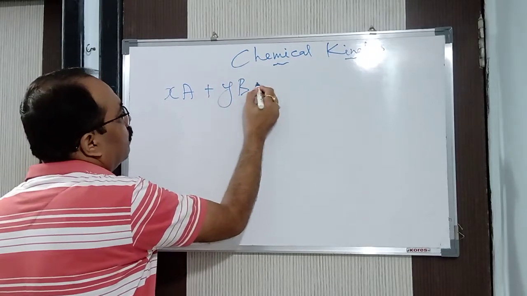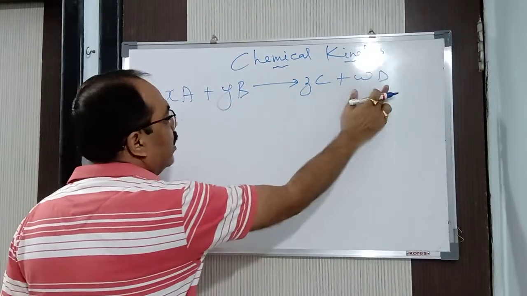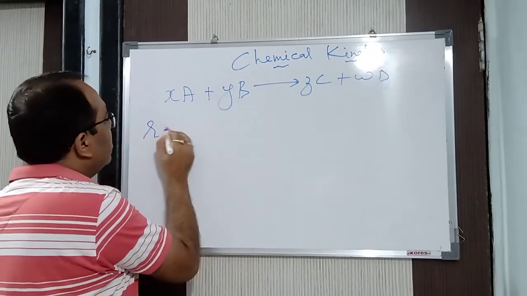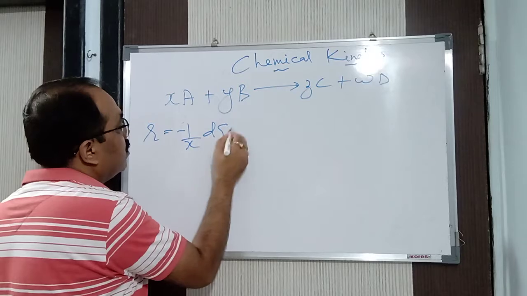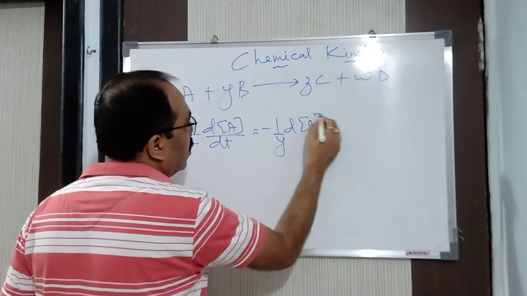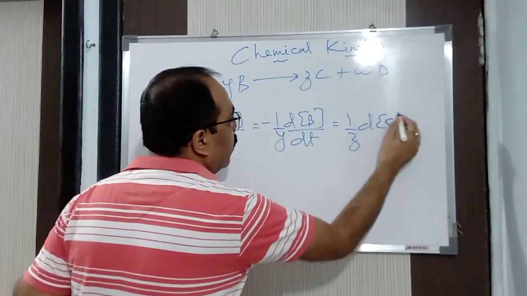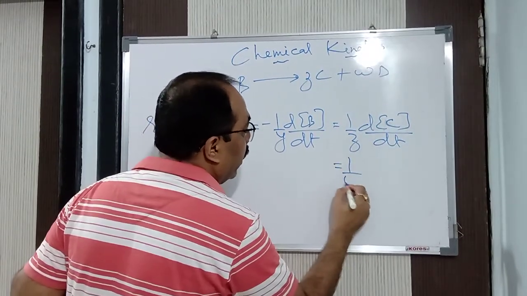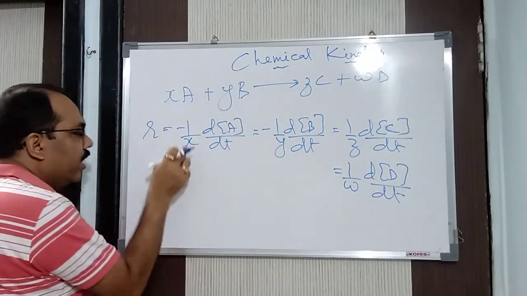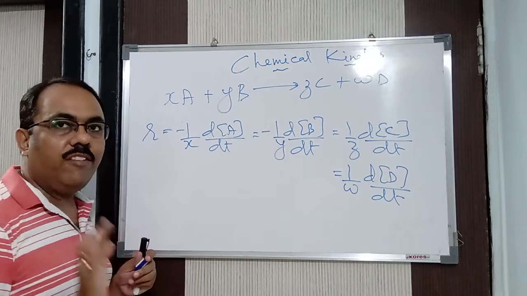xA plus yB gives zC plus wD. We have reactants A and B and products C and D. The number of moles of the reactants is x and y, and the number of moles of the products is z and w. Now what will the rate R be equal to? Minus 1 by x d[A] by dt is equal to minus 1 by y d[B] by dt is equal to 1 by z d[C] by dt is equal to 1 by w d[D] by dt. Now why did we write 1 by x, 1 by y, 1 by z, 1 by w? It means we have taken the reciprocal of the number of moles. Why did we take the reciprocal?